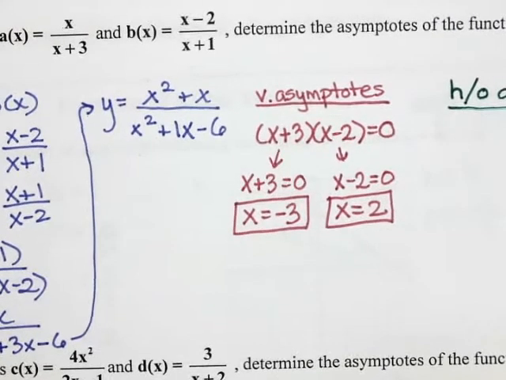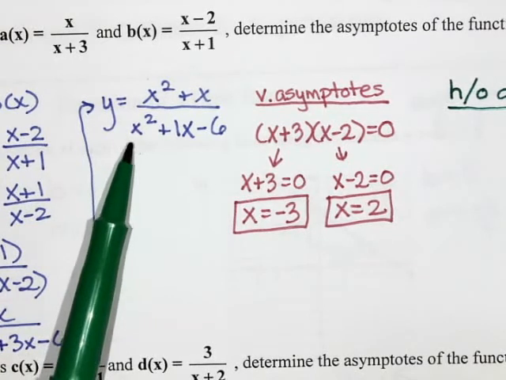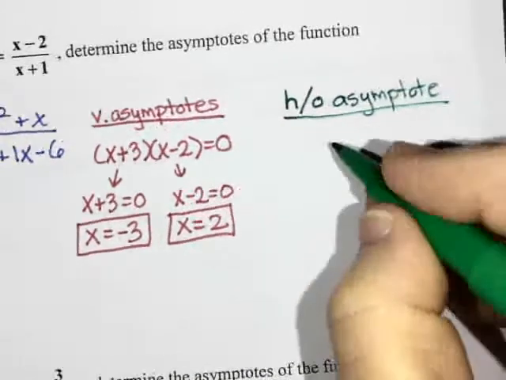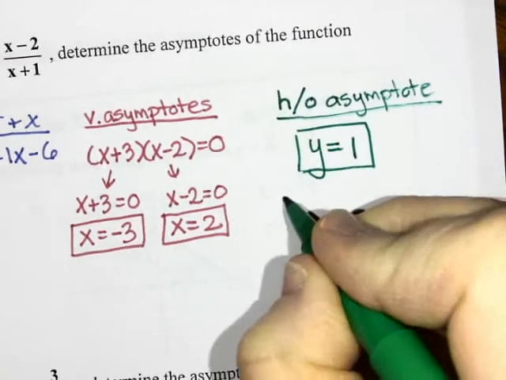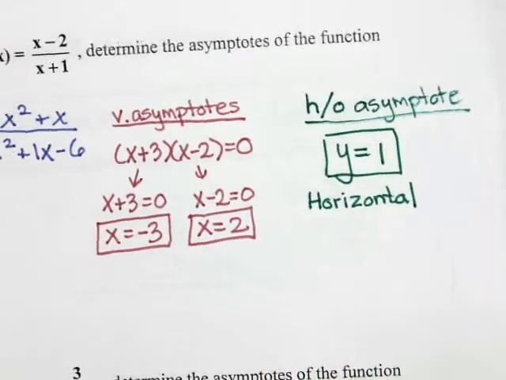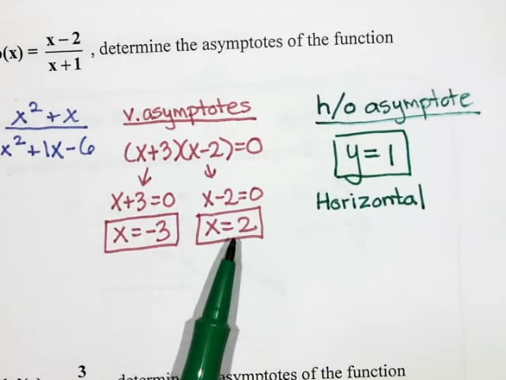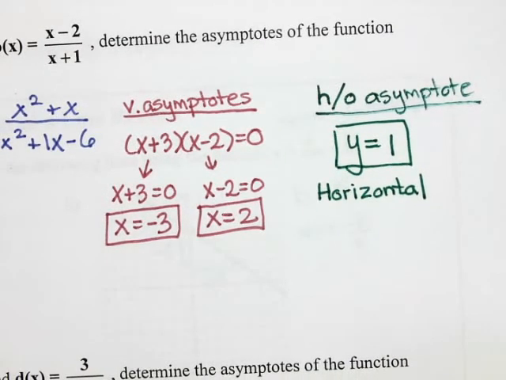So we could actually write out the long division for this, but I think we might be able to figure it out just looking at it. How many times does x squared go into x squared? It goes 1 time. So this is just going to be y equals 1. And I'm going to write down that it is horizontal. Okay, so we had vertical asymptotes at negative 3 and at 2, and we have a horizontal asymptote at y equals 1. If you wanted to write a statement, you could do that, but we're trying to finish up this lesson, so I think we're just going to jump to the next question.